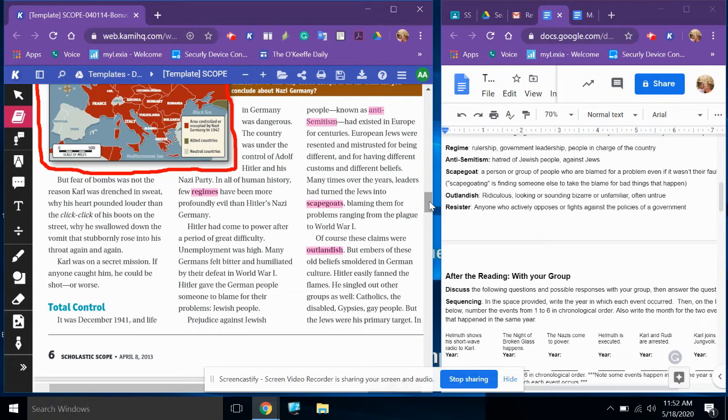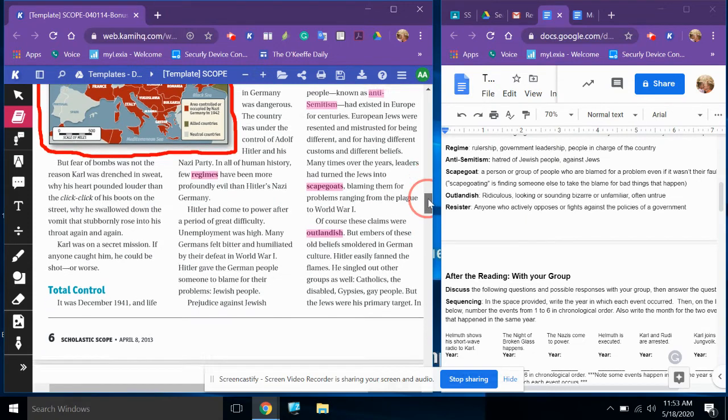Prejudice against Jewish people, known as anti-Semitism, had existed in Europe for centuries. European Jews were resented and mistrusted for being different and for having different customs and different beliefs. Many times over the years, leaders had turned the Jews into scapegoats, blaming them for problems ranging from the plague to World War I. Of course, these claims were outlandish, but embers of these old beliefs smoldered in German culture. Hitler easily fanned the flames.